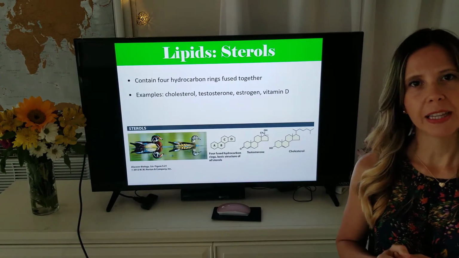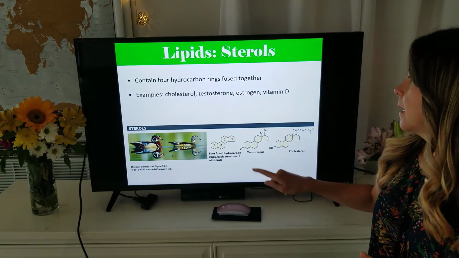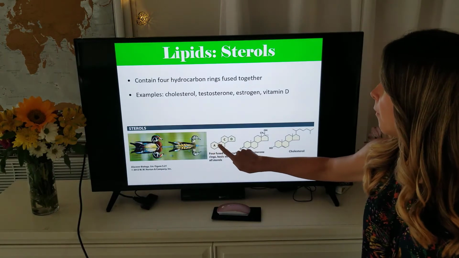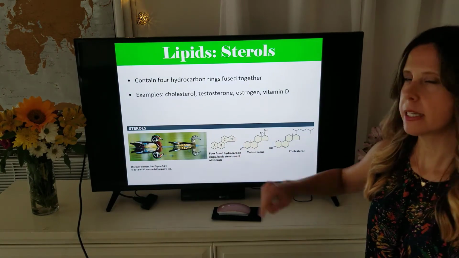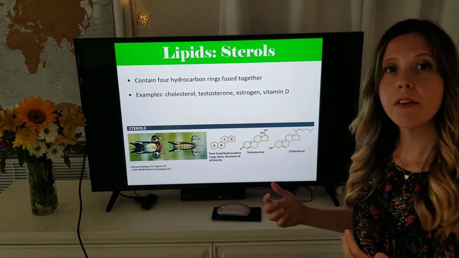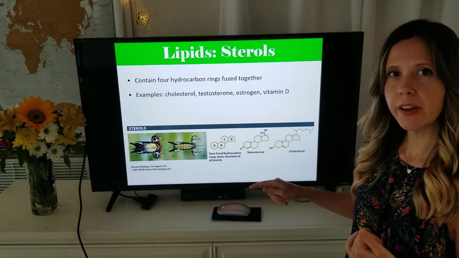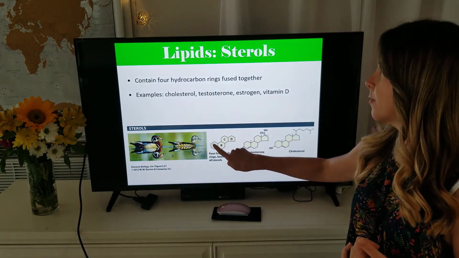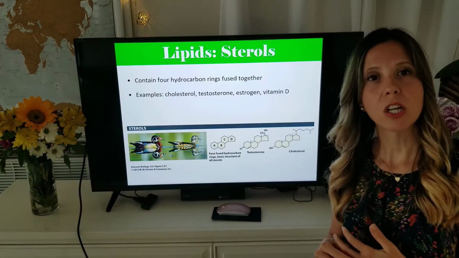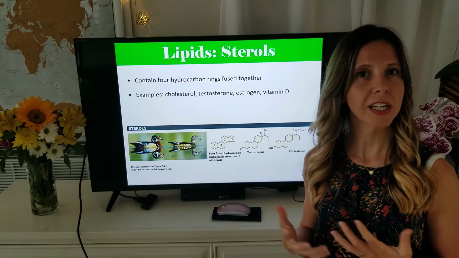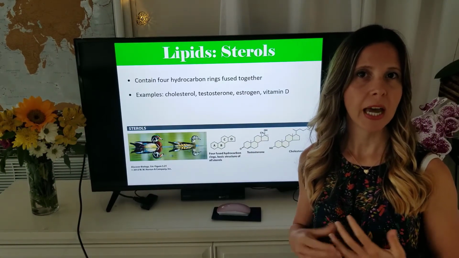Another lipid we find in living systems is sterol. Sterol is going to be composed of 4 hydrocarbon rings connected to one another. Sterols will differ from one another in terms of the functional groups attached to these 4 hydrocarbon rings. Examples of sterols include testosterone, estrogen, vitamin D, and cholesterol.